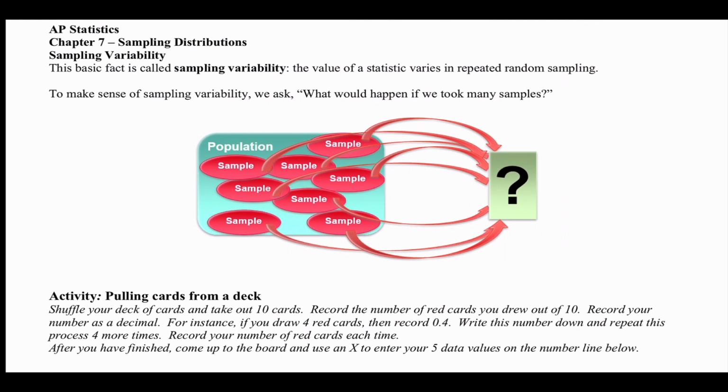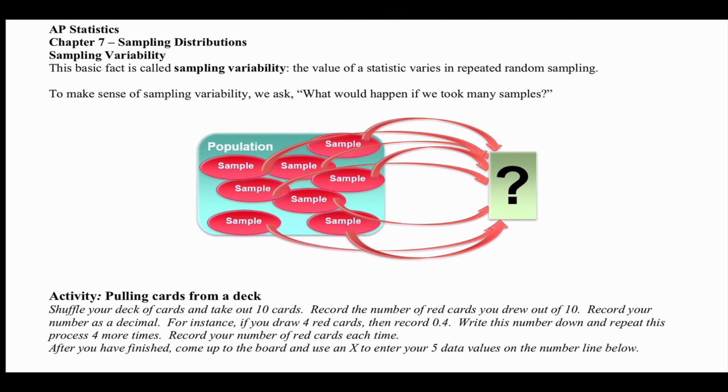So how different are each of the samples? You guys are going to take a sample here in a second. All of your samples will be different. Not everyone will be exactly the same. Some might be the same, but a lot of them are going to be different, okay? So why are samples different? It's called sampling variability. The value of a statistic varies in repeated random sampling. To make sense of sampling variability, we ask what would happen if we took many samples. Anything could happen if I take one sample, but if I take many samples, you start to get a better picture.